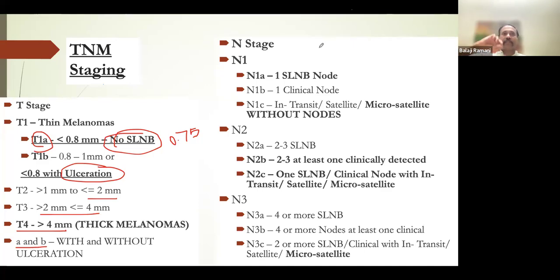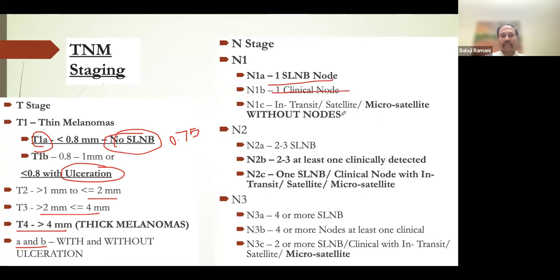Now, as I said, A, B, C, the notations are based on what you can call your SLNB nodes. Then you have your clinically detected nodes, and third one is your satellite lesion. So this is the gross notation. Now you take N1. N1 is what? There is only a single nodal invasion which is present. So what is that? A, I said, is SLNB. So one node which is detected by SLNB is N1A, and one node which is clinically detected is N1B.